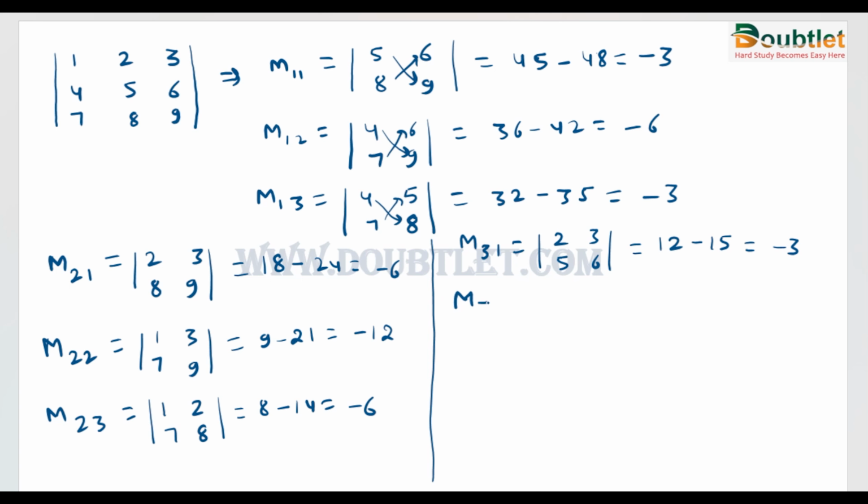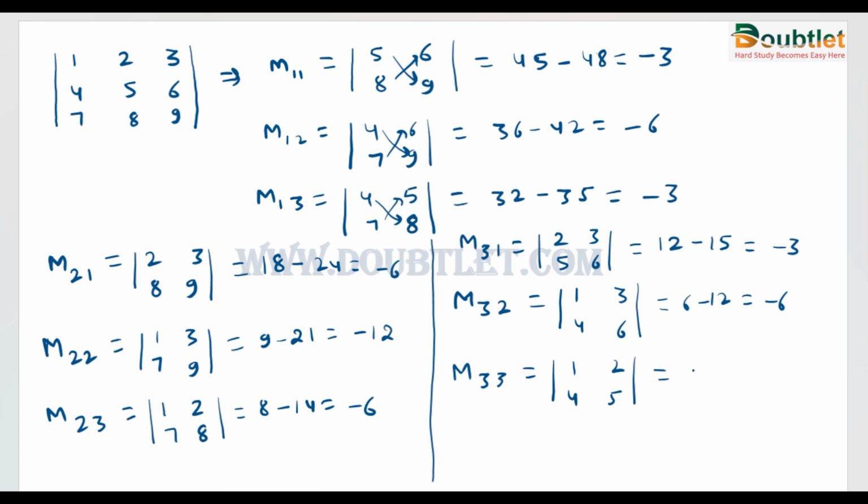Now we will find out M32, the minor of third row and second column. So this is third row we have to remove and second column we have to remove. So the remaining matrix will be 1, 4, 3, 6 and the value will be 6 minus 12. So it is minus 6. And now the last element, that is third row and third column, and we have to find the minor. So we have to remove the third row and third column. So the remaining matrix is 1, 4, 2, 5 and we have to find the determinant. So this will be 5 minus 8, so it will be minus 3.